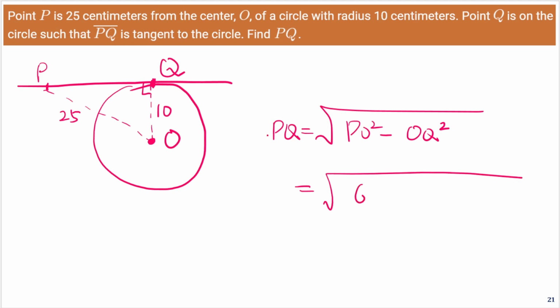So this gives us 225 minus 100. And that leaves us 5 square root of 21 centimeters. Did you get it? Any questions?